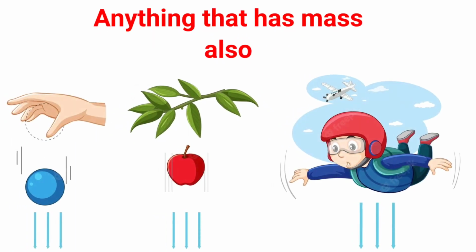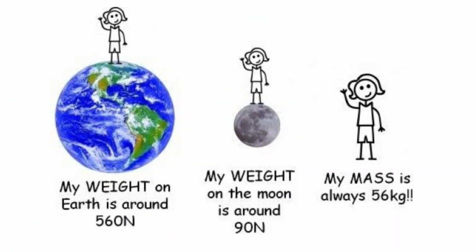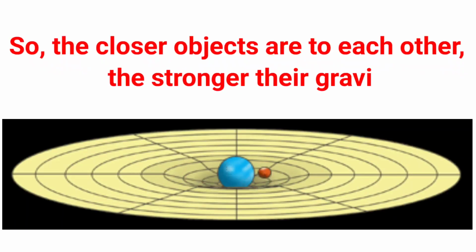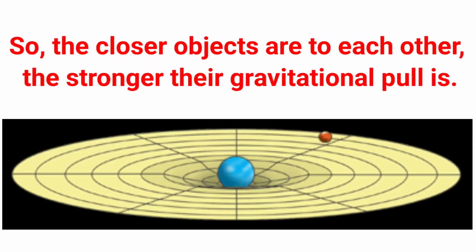Anything that has mass also has gravity. Objects with more mass have more gravity. Gravity also gets weaker with distance. So, the closer objects are to each other, the stronger their gravitational pull is.